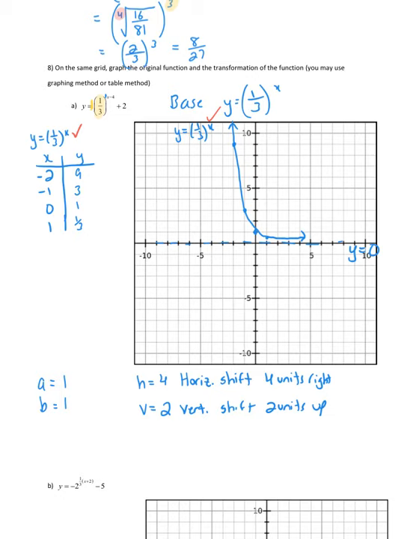So you could be asked to identify a, b, h, v values, and you could be asked to describe them. So now we will perform these transformations, pretty easy as there's no stretches or reflections. We're just taking these points, moving them 4 to the right and 2 up.